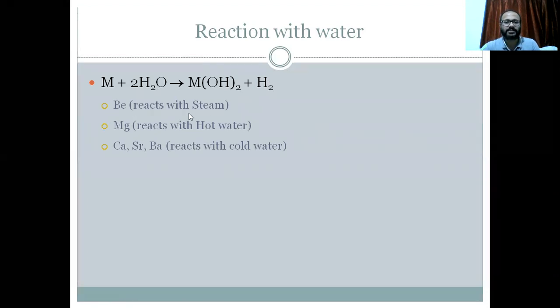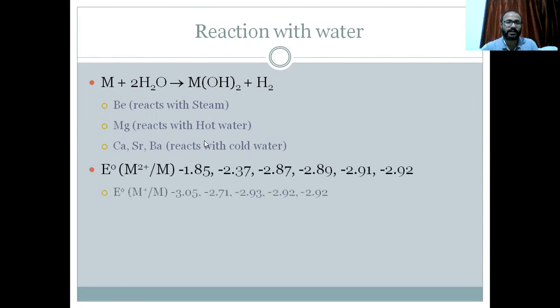If we talk about the reactivity of these metals, we find that beryllium is a little bit less reactive, so it requires steam to actually react to give the corresponding hydroxide. However, magnesium reacts very readily with hot water. It doesn't require steam. It can react with hot water to give you the corresponding magnesium hydroxide. However, the rest of the elements in group 2, that is calcium, strontium, and barium, react just with cold water to give their corresponding hydroxides. So this is in terms of reactivity.